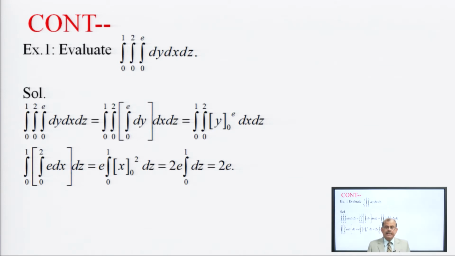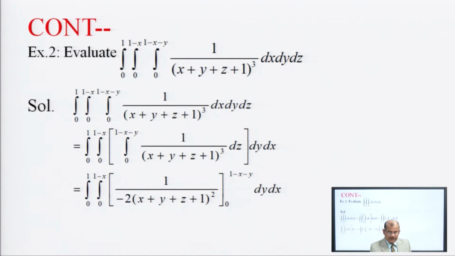First we integrate the inner limit, meaning first we integrate with respect to y. The integral of dy is y, and y varying from 0 to e, we get e, a constant, take it outside. Again we integrate with respect to x, we get x, x varying from 0 to 2, 2 is constant, take it outside of the integral. We have 0 to 1 dz, and z is again integrated, we get z, and putting the limit, we get z equal to 1, meaning 2 into e, which is the required answer of the given triple integral.